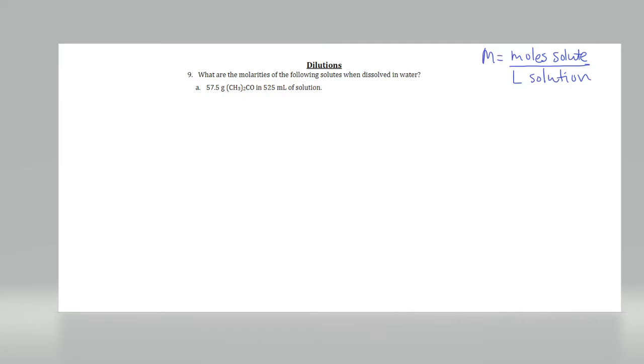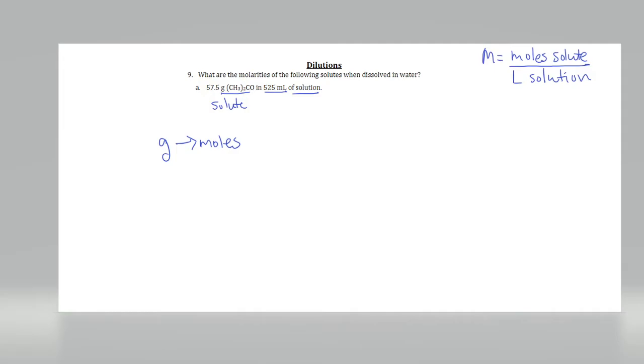Today it's asking what are the molarities of the following solute when dissolved in water. So you have this molecule, 57.5 grams in 525 milliliters of solution. You'll notice that they're giving us grams and a volume. So here's your solute in solution. We need to figure out these two parts of the fraction separately. Let's start with the moles of solute, the numerator. We have grams, and we need to get to moles.